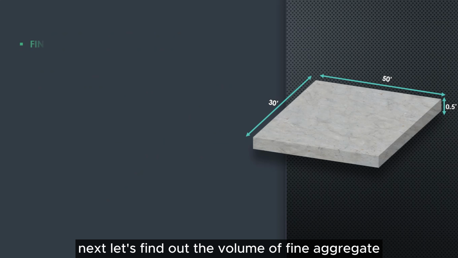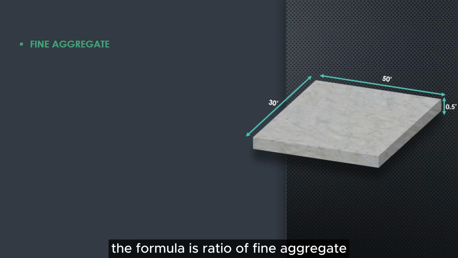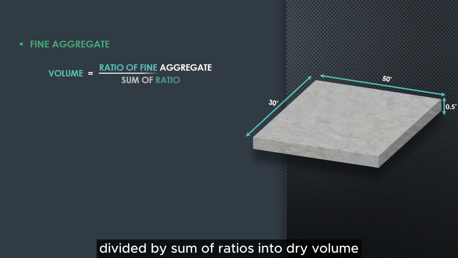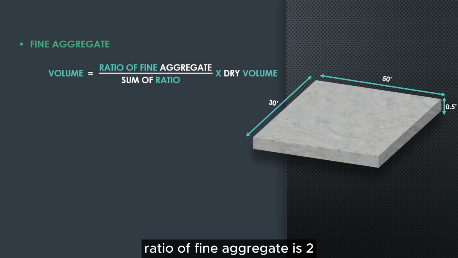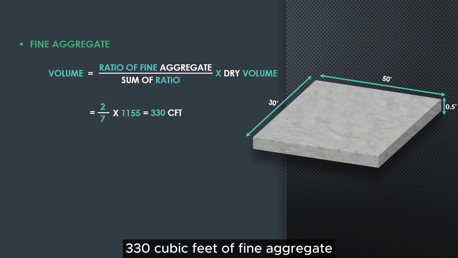Next, let's find out the volume of fine aggregate. The formula is ratio of fine aggregate divided by sum of ratios, multiplied by dry volume. For M15 grade, the ratio of fine aggregate is 2 and the sum of ratios is 7. The dry volume is 1155 cubic feet. Calculating this, we find that we need 330 cubic feet of fine aggregate.